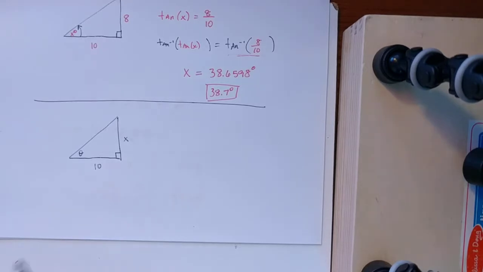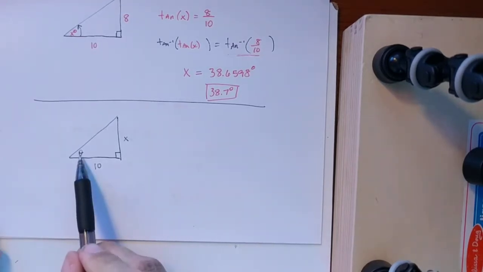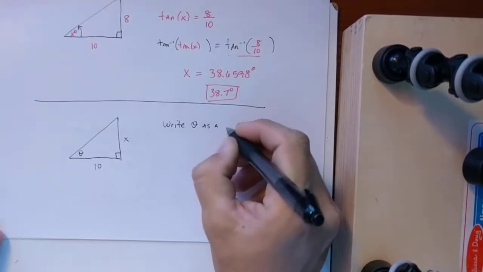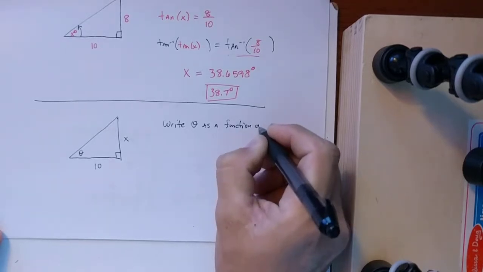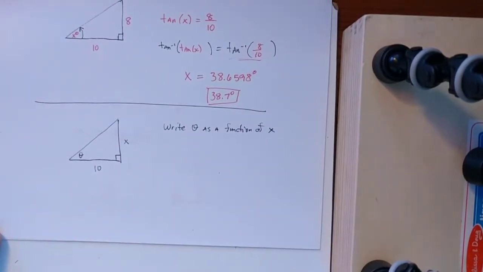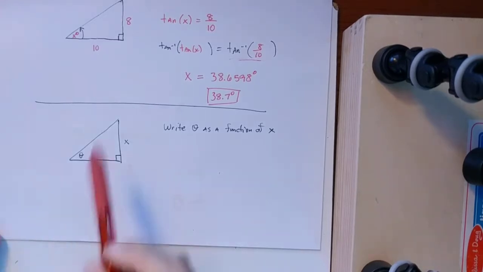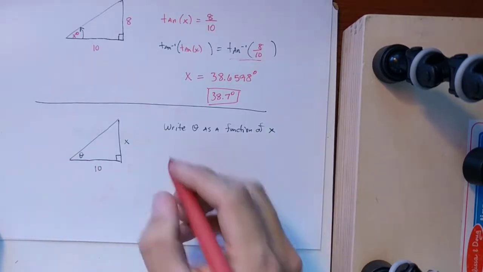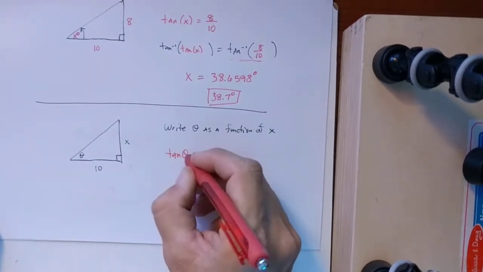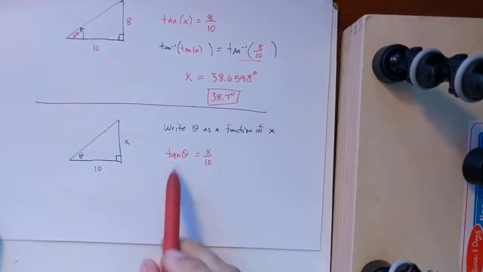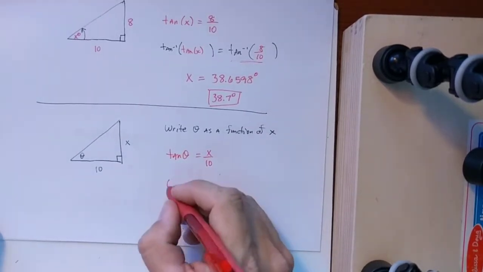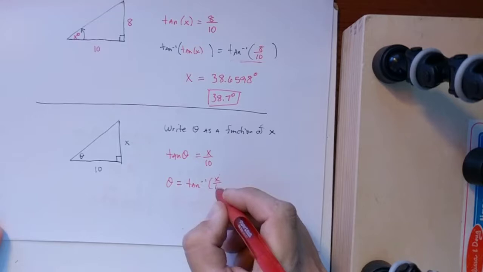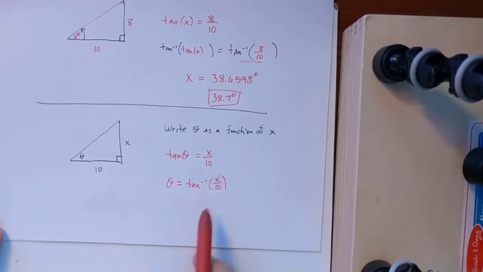But what we're going to want to do is to create an expression for theta. So we're going to write theta as a function of x. And one way to do that is to, again, use the tangent function, because from theta we know that x is the opposite side and 10 is the adjacent. So what we can say is the tangent of theta is x over 10. So when we invert the tangent, we get theta is the inverse tangent of x over 10. And now theta is written as a function of x.